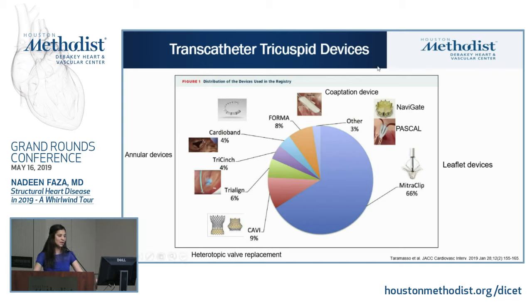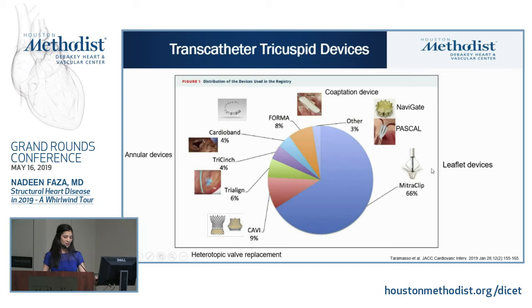And these were the devices that were used in this large registry. We have the annular devices that serve kind of as annuloplasty devices: the Cardioband, TriCinch, Trialign. We have the caval valve that goes into the cava. This was used in 9%. Coaptation device, which is the Forma, sits right here where the leaflets coapt and decreases the malcoaptation gap. The Navigate valve was used in a minority of patients, and so was the Pascal, which is the new clip by Edwards.